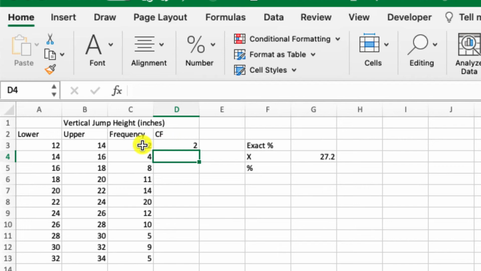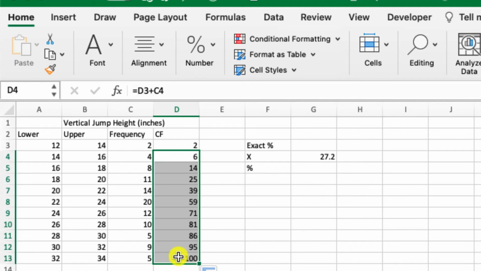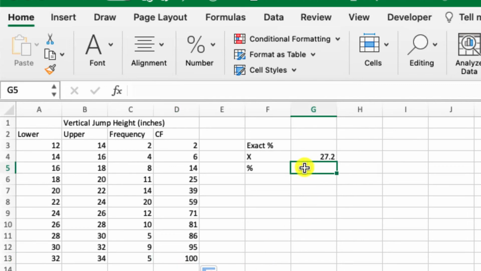Our cumulative frequency in our first group is the frequency of that group, and then the cumulative frequency of each subsequent group just adds the frequency of that group. We drag that down, and we can see that we have a total sample size of 100. So for our percentile, we do equals 4 parentheses, our raw score minus the lower bound of the interval it belongs in, so 27.2 would go between 26 and 28, so 26 is the lower bound value.